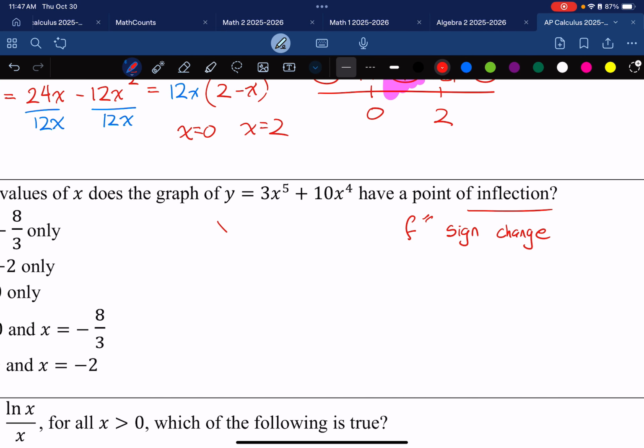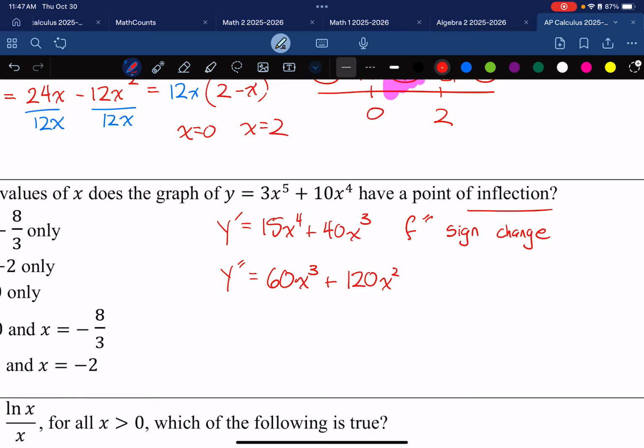We need to take the derivative not once, but twice. All right, taking the derivative once is going to be 15x to the power of 4 plus 40x to the power of 3, and then taking the derivative again is going to be 60x to the power of 3 plus 120x to the power of 2.